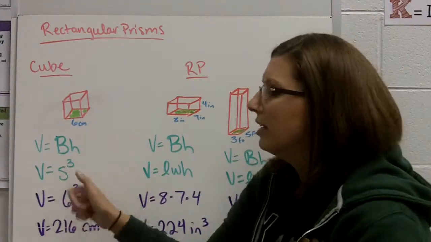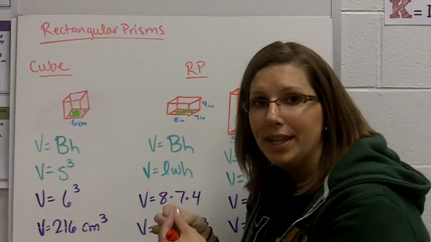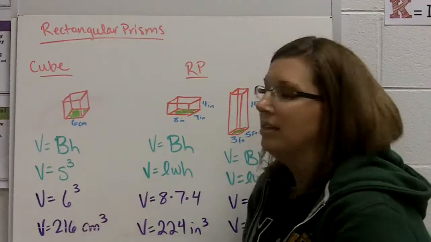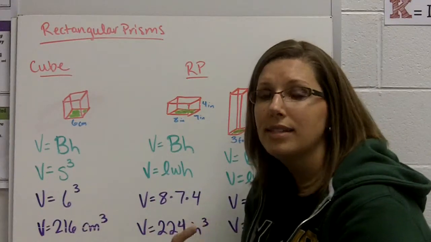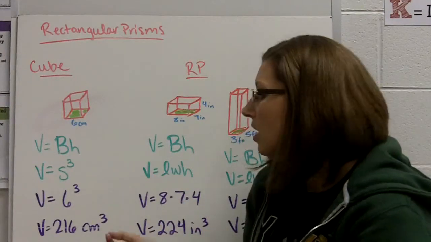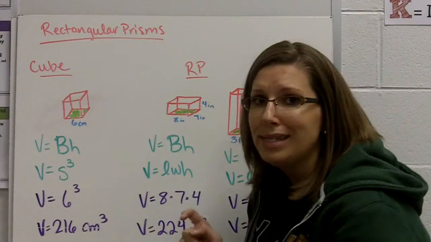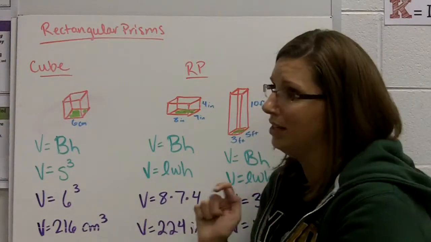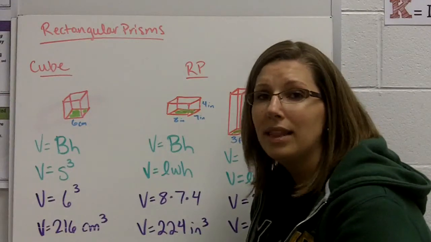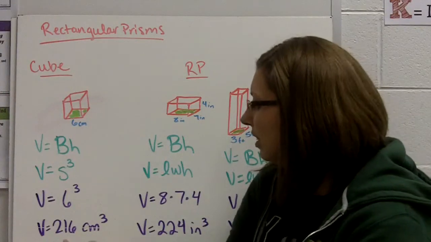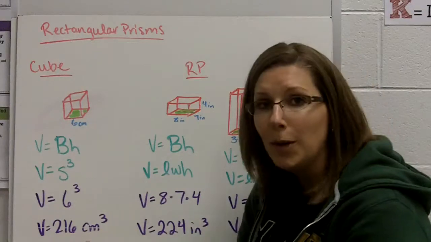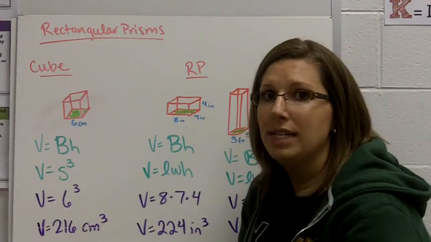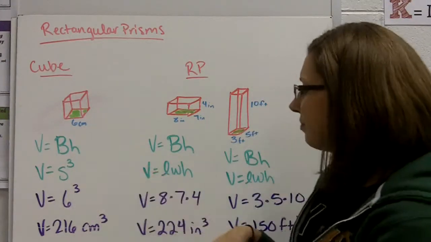So instead of multiplying 6 times 6 times 6, I can shorten that mathematically and represent it as 6 cubed. That means 6 times itself 3 times. In my calculator, all I have to do is hit 6 and raise it to the third power, which is so much easier than typing 6 times 6 times 6, and a little bit less calculation on our part. We'll get the volume to be 216 cubic centimeters. Again, our units end in cubic units, cubic centimeters in this case.